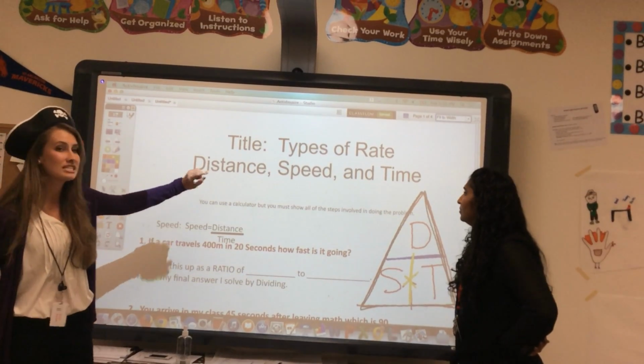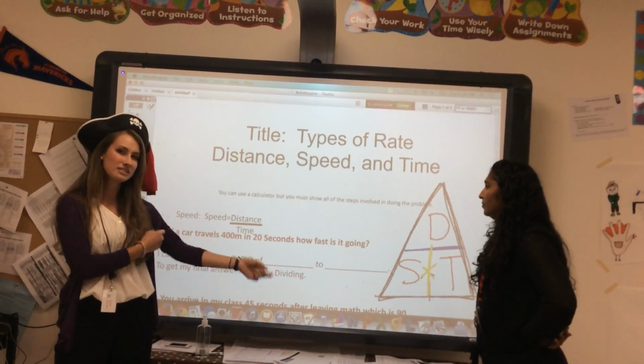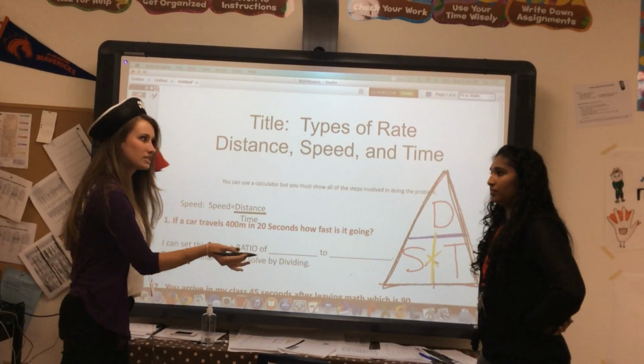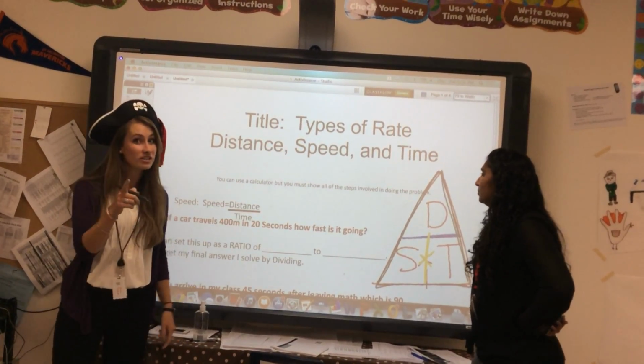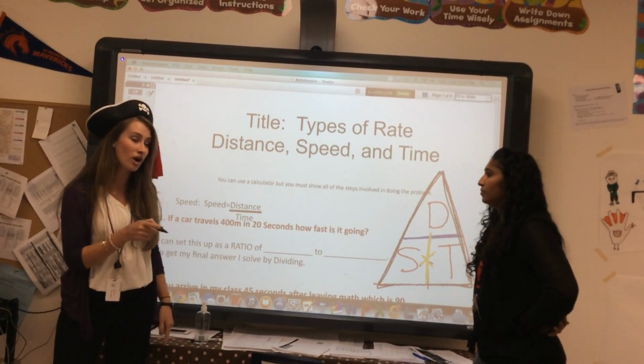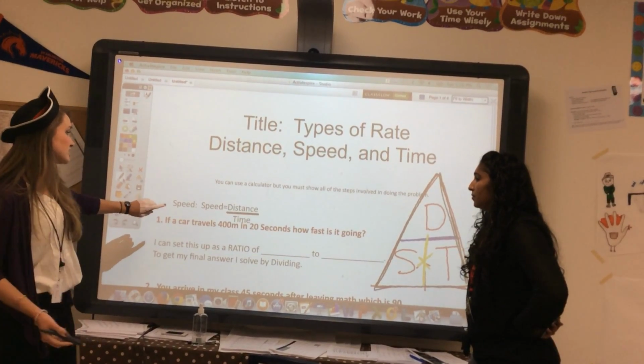We're looking at distance, speed, and time. How fast can something happen, and how much distance? So, you are allowed to use a calculator, but you must show all the steps in your homework. That's what we're looking for tomorrow. First things first is your speed.